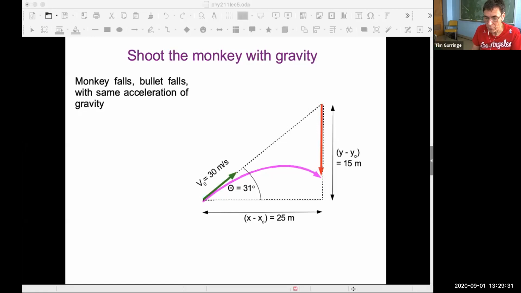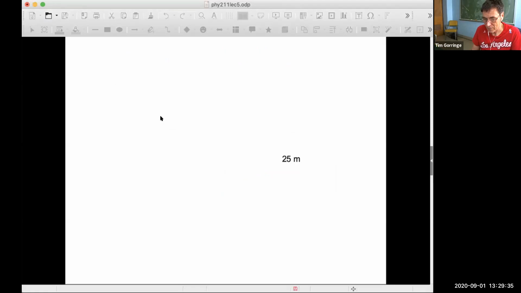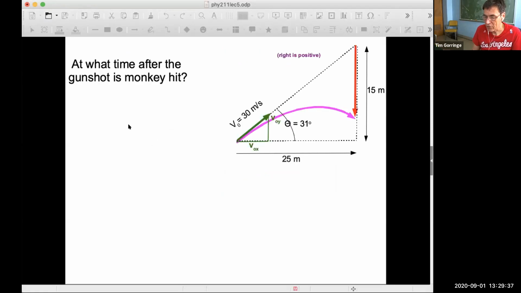To kind of prove our understanding, let's try and answer this question. Okay, so we're watching the demonstration. We've seen that evil hunter shoot the poor innocent monkey. And we're going to calculate at what time the monkey was hit after the gun was fired.